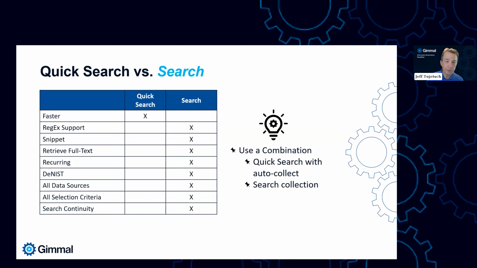Now, if you're doing data governance, there's also a fast search in data governance that offers the same thing. So if you see fast search in data governance and quick search in eDiscovery, they're the same thing. We just call them two different names to keep them a little bit separated, but they're providing the exact same functionality in both modules.